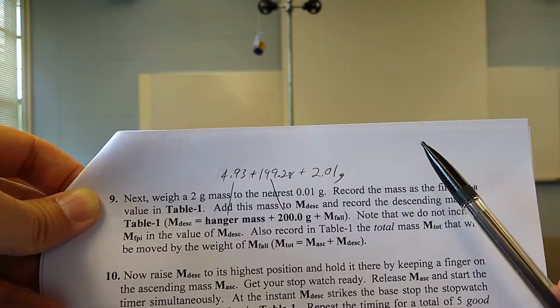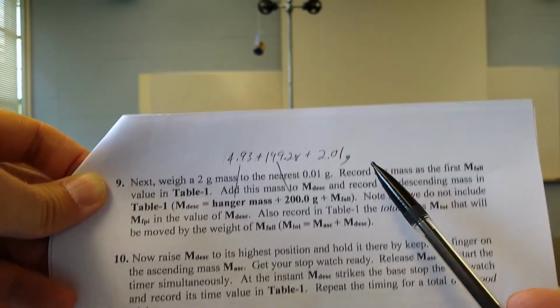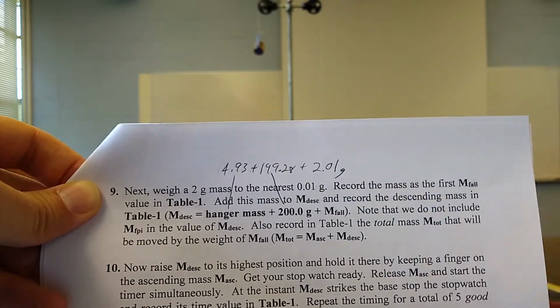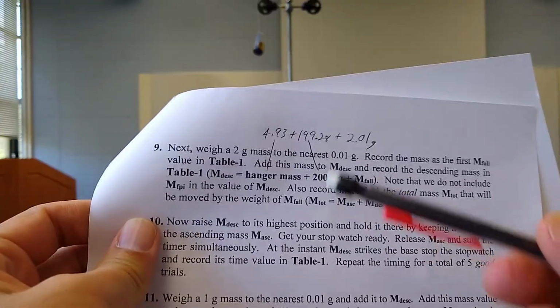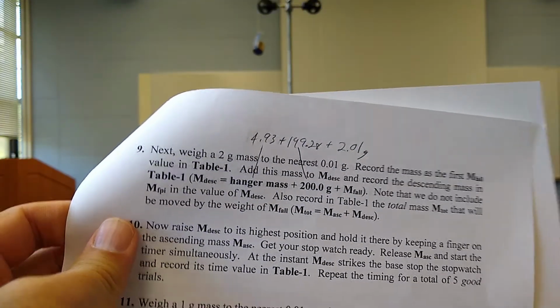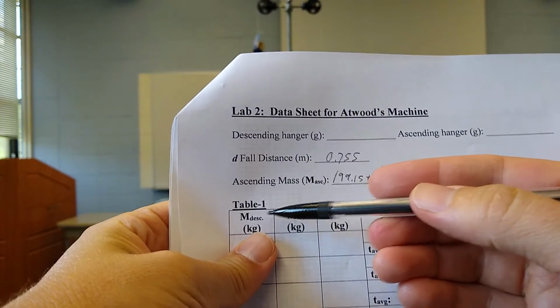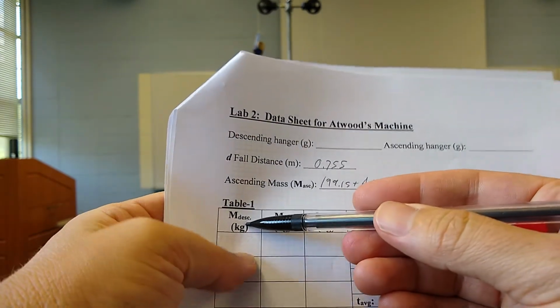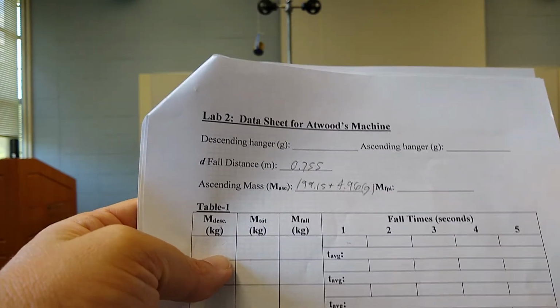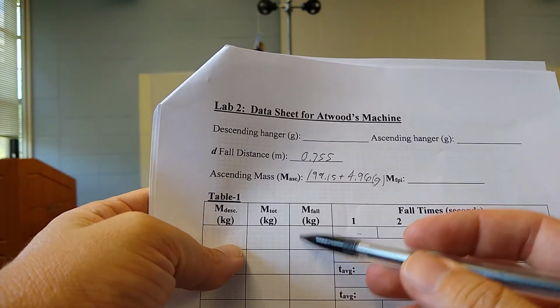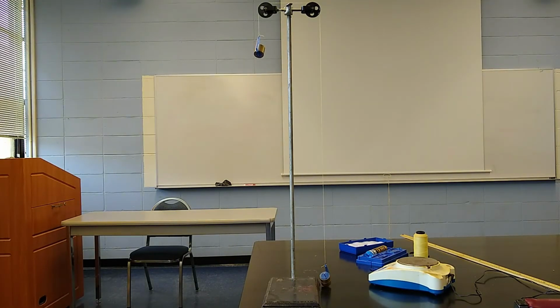Now remember that the MFPI is ignored, so we don't include it for the descending mass. What we write in the table for the descending mass is the total of all of those. So M descending is all of these, and you put that in the table right here. M total is going to be all of that M descending plus all the ascending mass on the opposite side of the pulley. And M fall is just that little 2.01 that I just measured.